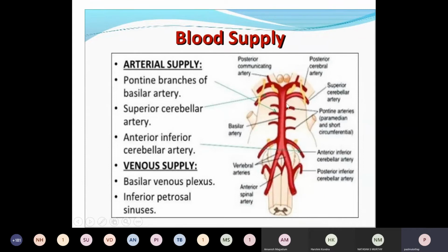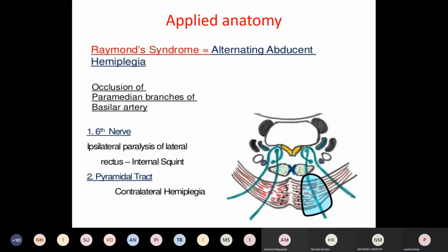In addition, the terminal branch of the basilar artery, which is called the superior cerebellar artery, also supplies the pons. Then another artery which is supplying is called the anterior inferior cerebellar artery. So these are the three arteries that give blood supply to the pons. The venous drainage is by the basilar venous plexus and also to the inferior petrosal sinus.